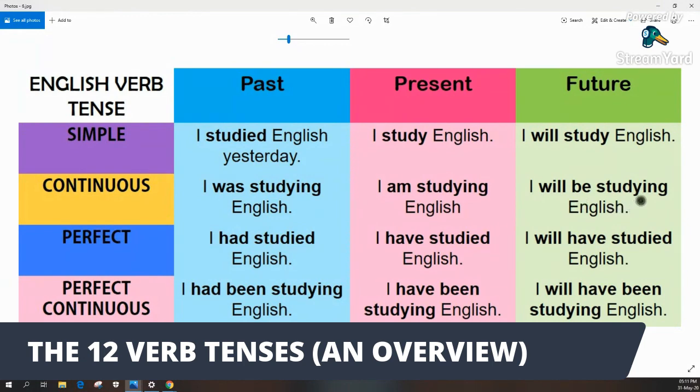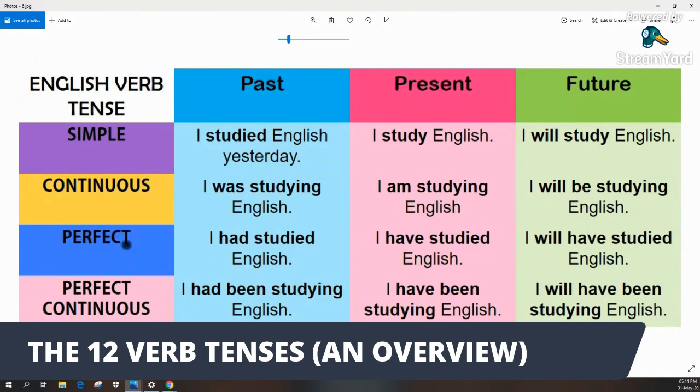I will be enrolling in your class. I will be closing the door. So you have to do it in the future. Okay. So that's it. What will be going on at some time in the future. So this is to indicate planned future events.